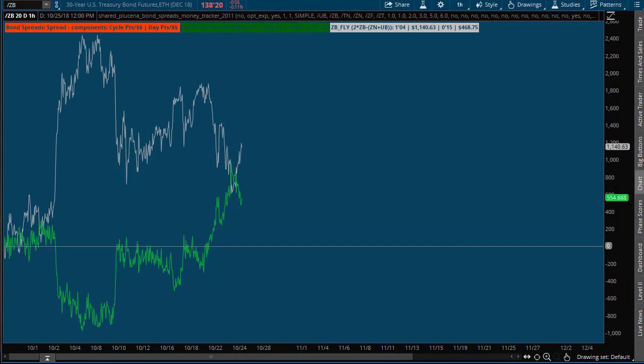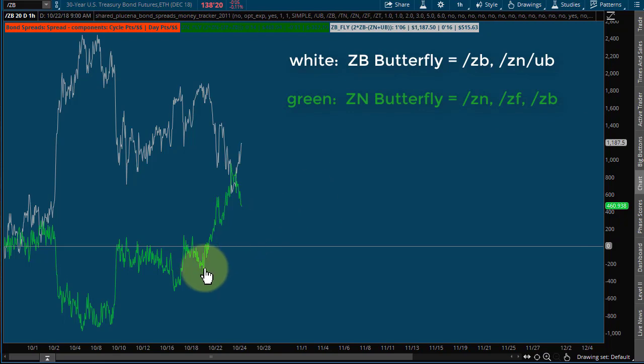Now this is going to get a little bit even more advanced, mostly for my advanced bond students. What I have here is the ZN butterfly, which is ZN, and I'm looking at the ZN relative to its neighbors. So if the ZN is the 10-year, it's like an iron condor in options trading. ZN is the belly, and the wings are the 5-year and the bond. So I'm looking at the 10s relative to the 5s and the bonds, and the white line is the bond fly. We're looking at the 30-year relative to the 10s and relative to the UB.